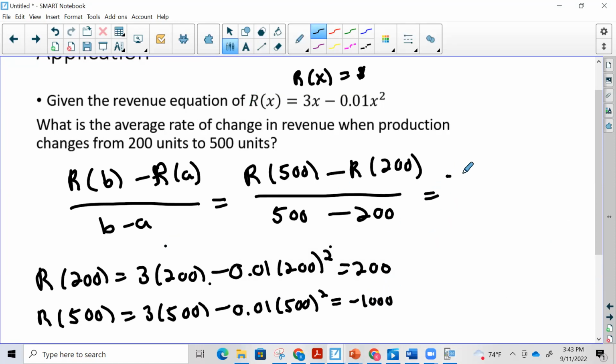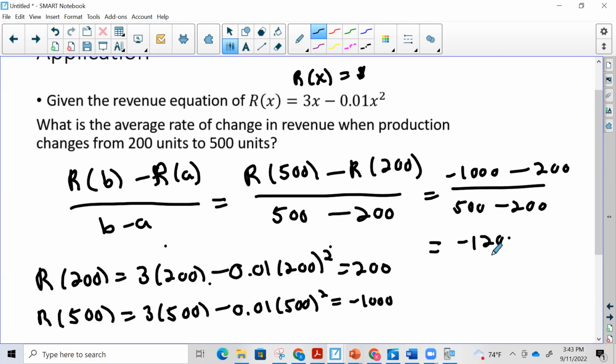And so then I do negative 1,000 minus 200 over 500 minus 200. So negative 1,000 minus 200 is negative 1,200. 500 minus 200 is 300. And then if we divide negative 1,200 by 300, we're going to get negative 4.